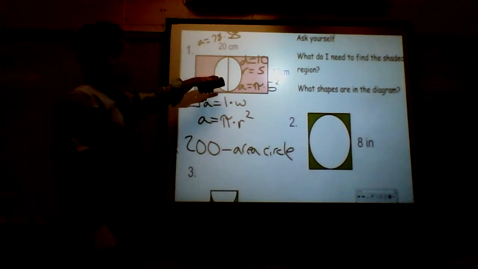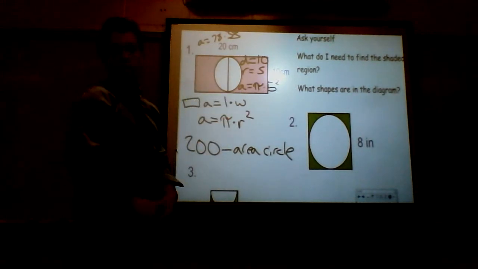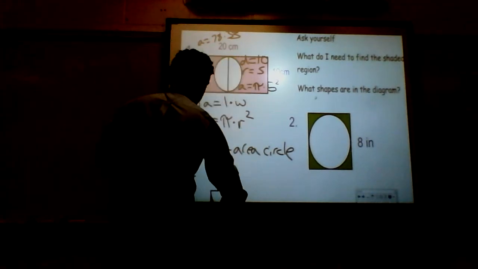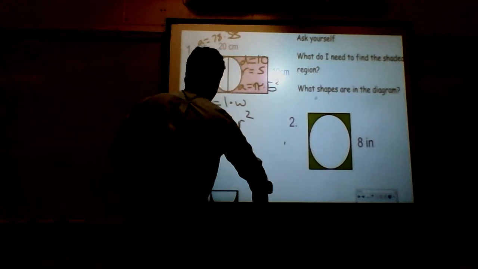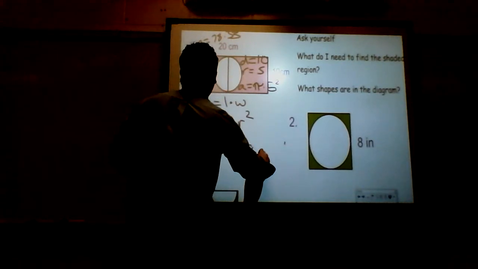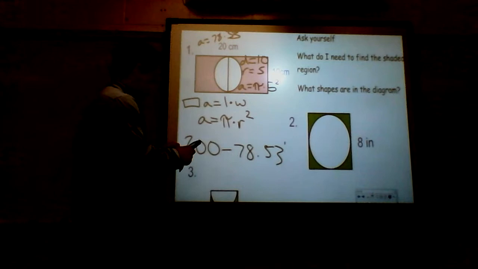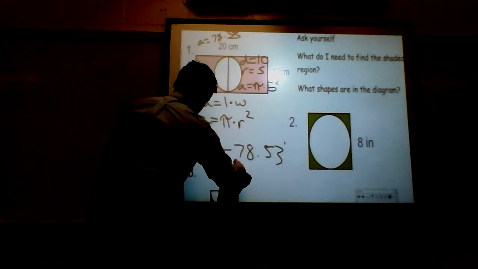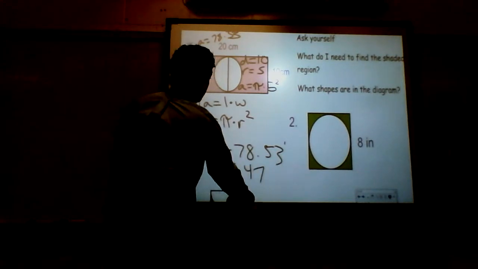So to find the area of the shaded piece, which is the whole rectangle minus this circle, will be 200 minus 78.53. 200 minus 78.53, which gives me about 121.47.